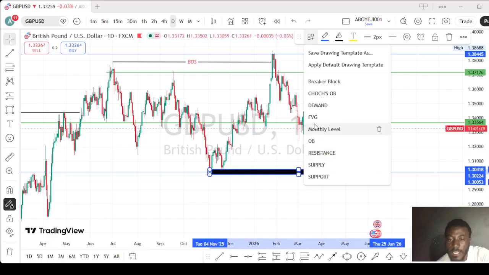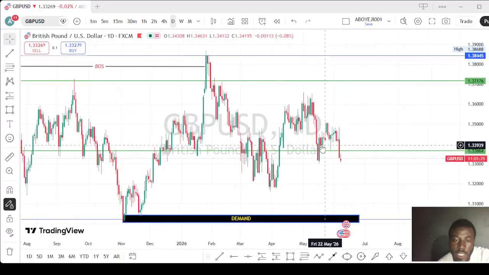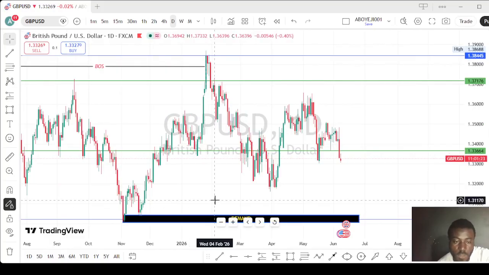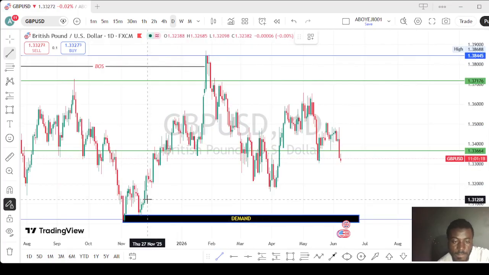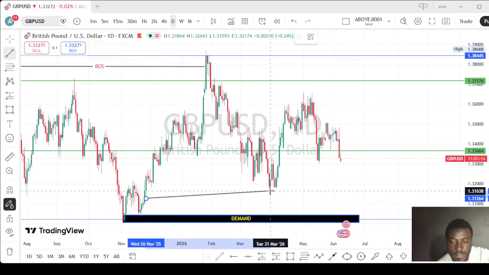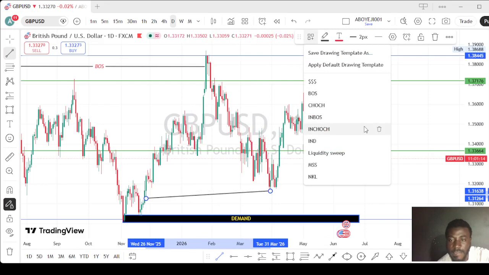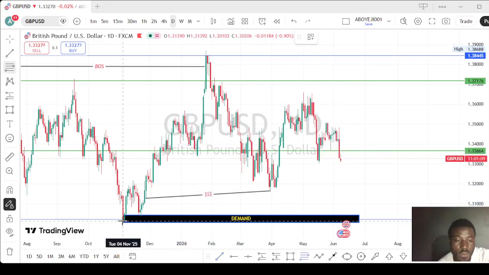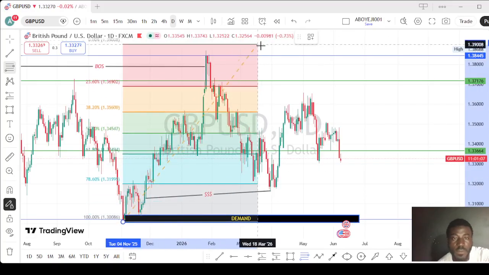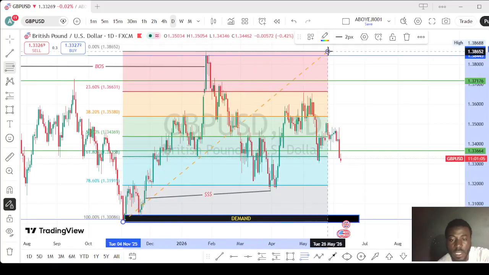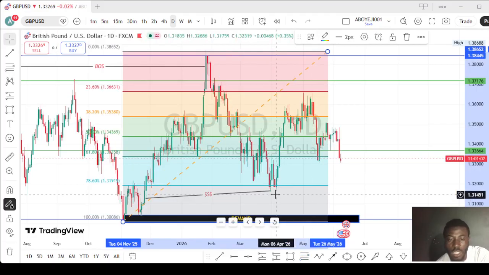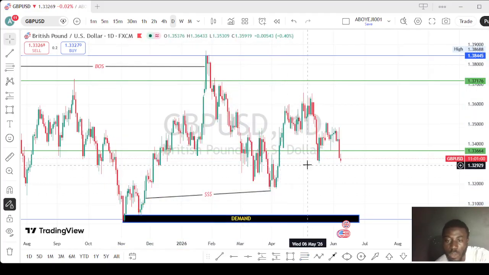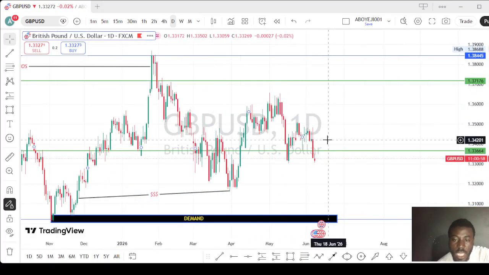This is a demand. Let's follow this demand. This may serve as liquidity because there is more FVG here. This may serve as liquidity for us. So let's use Fibonacci retracement. Let's see if you can see, maybe it's 50%. So the market has mitigated this zone, but it may later serve as liquidity. But let's just see what the market has for us from here.